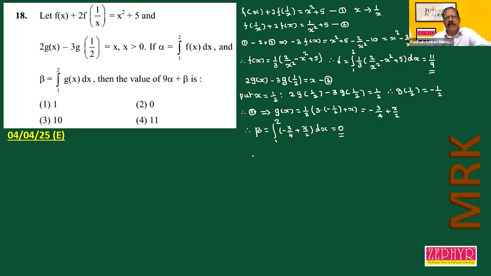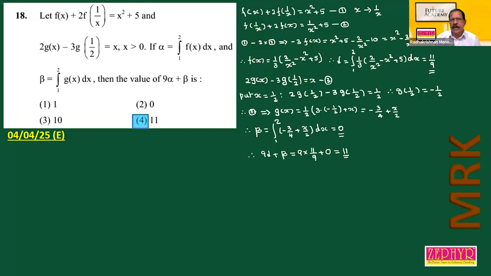What are you being asked to find out? Therefore, 9 alpha plus beta equal to 9 into 11 by 9 plus 0, which is equal to 11. Answer for that question is 11.